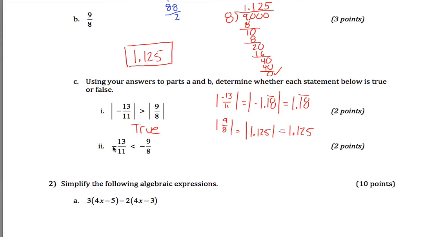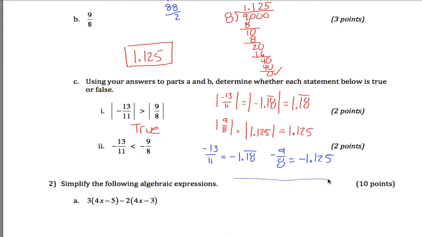Now it's saying, all right, is negative 13 elevenths less than negative 9 eighths? Well, negative 13 elevenths is equal to negative 1.18, and negative 9 eighths is equal to negative 1.125.